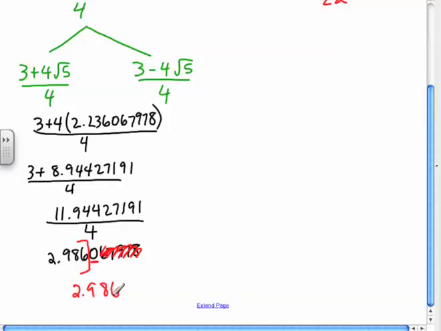Now, there's a bit of a shortcut I can do for this, for the negative one. I know it's going to be 3 minus 8.944279191 all over 4, right? Because that's what 4 times the square root of 5 equals, right? We did it in the other problem.